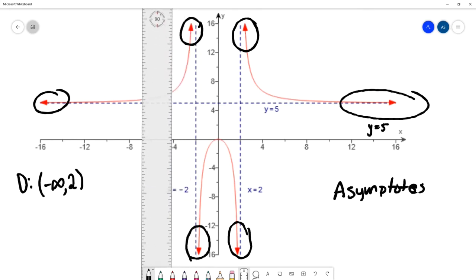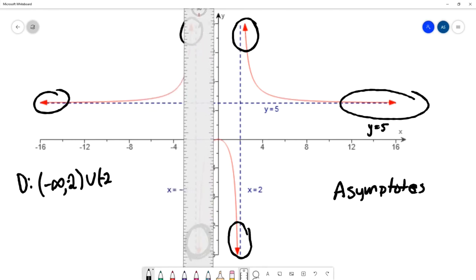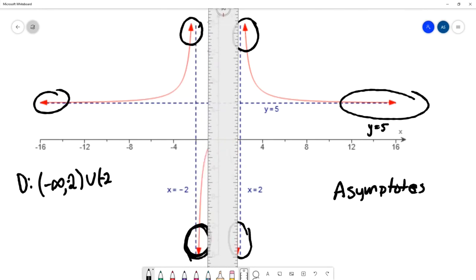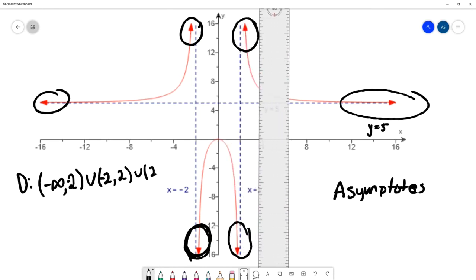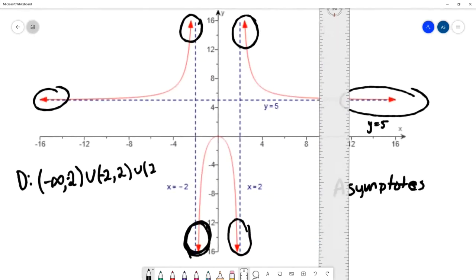But on the other side of the asymptote, the graph starts again. So I need to start up my domain again. And I apologize, it's a -2, not a +2. So these are both -2. The graph starts again and stops when we get to the next asymptote, which is 2. Then my graph starts again at 2 and goes all the way to infinity.